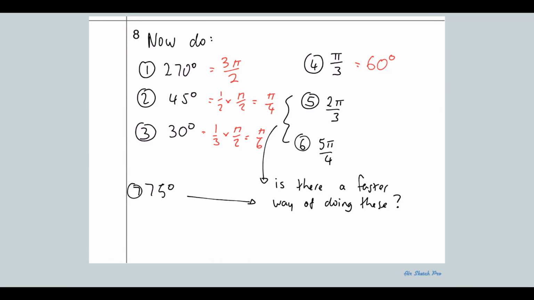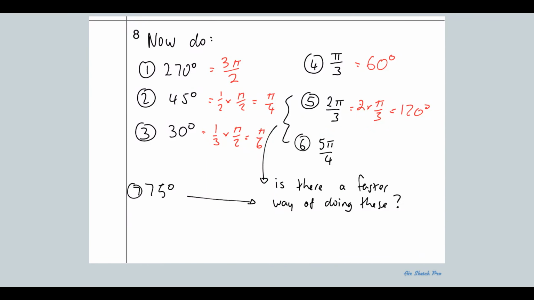2 pi on 3, you could use the conversion technique, or you could see that 2 pi on 3 is 2 times pi on 3, which we just worked out. So it must be 120 degrees. See what I mean? It's a little bit of thinking first, and you can get there a little bit faster.